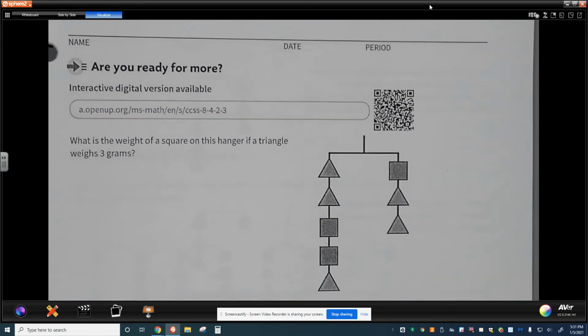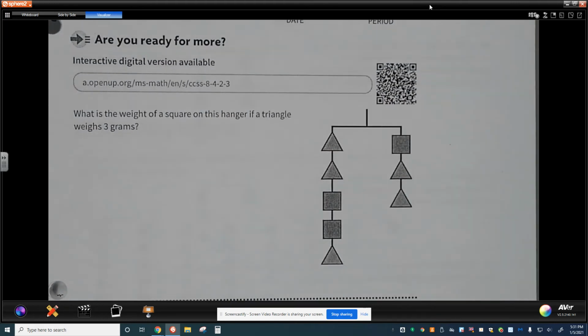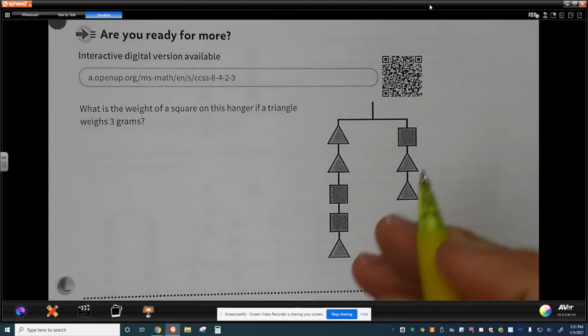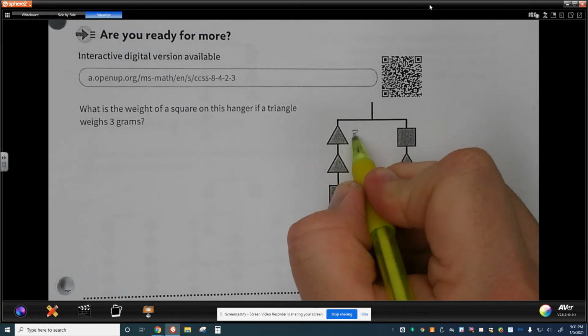On the next problem, are you ready for more? Go ahead and take a look at that one on your own. Give it your best shot and have some fun with it. I will tell you with this, what is the weight of a square on this hanger if a triangle weighs 3 grams?